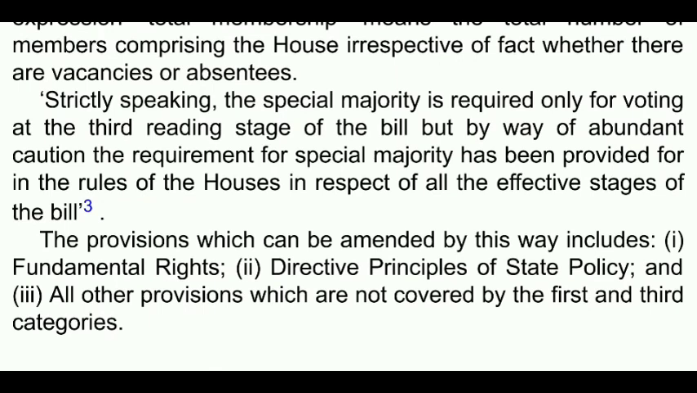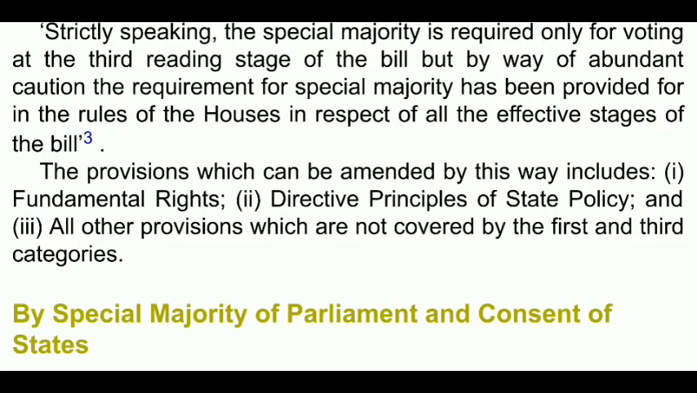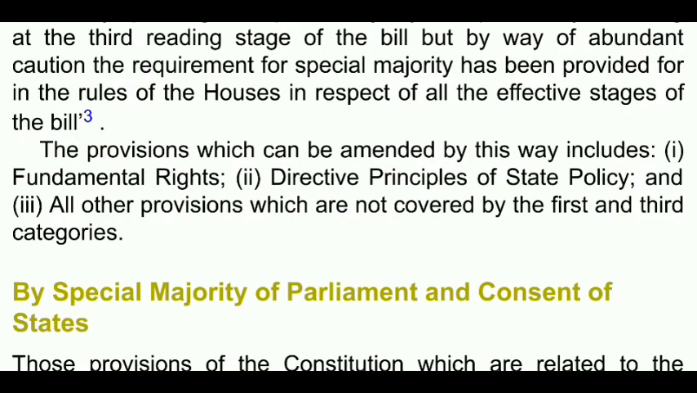Strictly speaking, the special majority is required only for voting at the third reading stage of the bill, but by way of abundant caution, the requirement for a special majority has been provided for in the rules of the Houses in respect of all the effective stages of the bill. The provisions which can be amended in this way include: 1. Fundamental rights, 2. Directive principles of state policy, and 3. All other provisions which are not covered by the first and third categories.